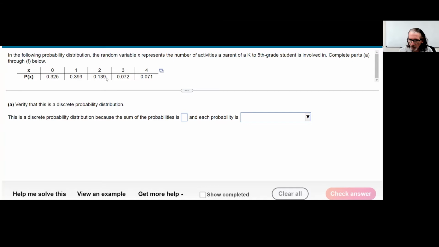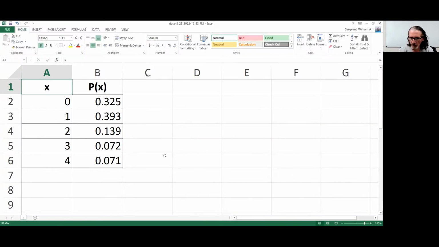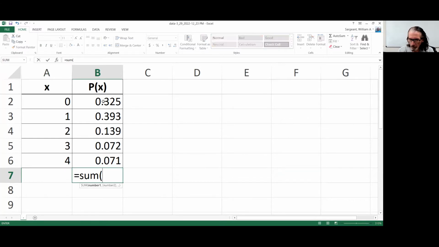Now, all of these values are between 0 and 1 inclusive. So we don't have any negatives and we don't have anything bigger than 1, but we want to make sure that the sum is 1. So I've already opened this up in Excel. Let's take a look and see if the sum is exactly 1. And it is. Let's also see how we could do that on the TI-84.